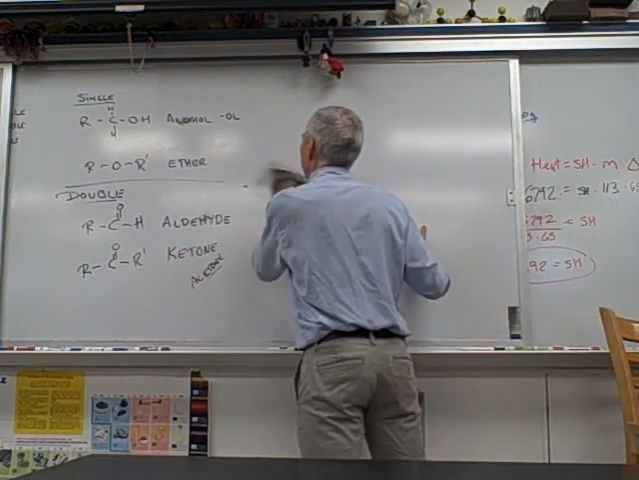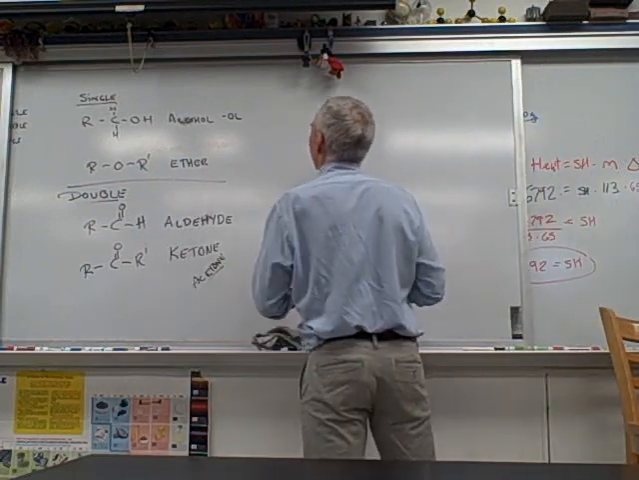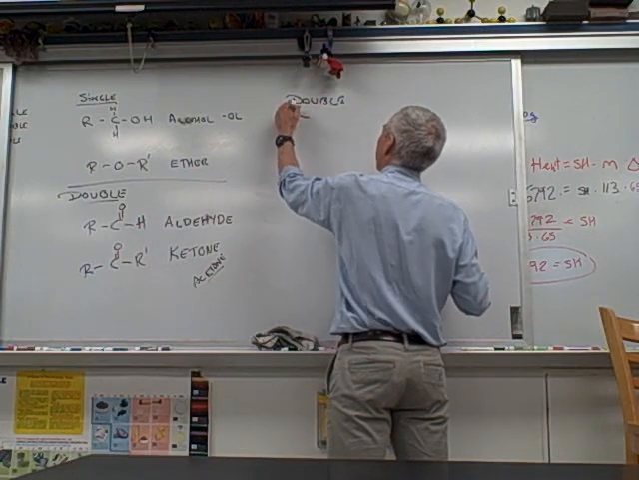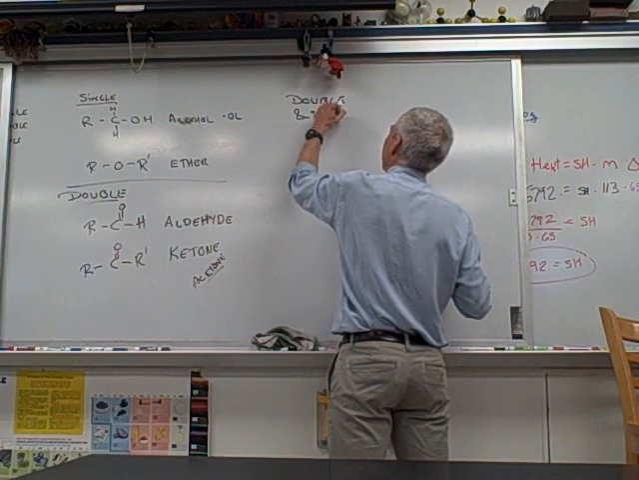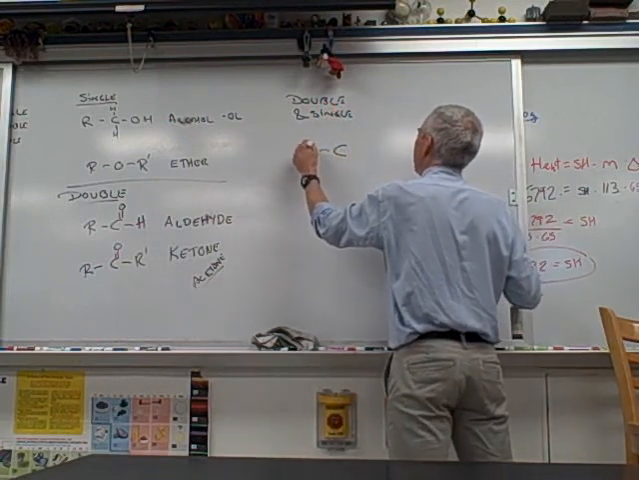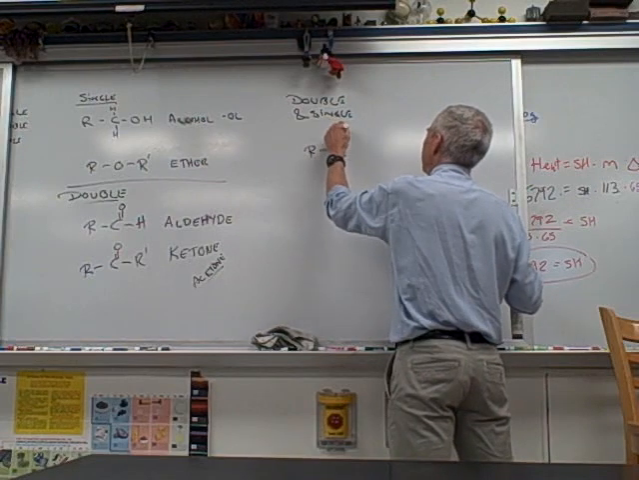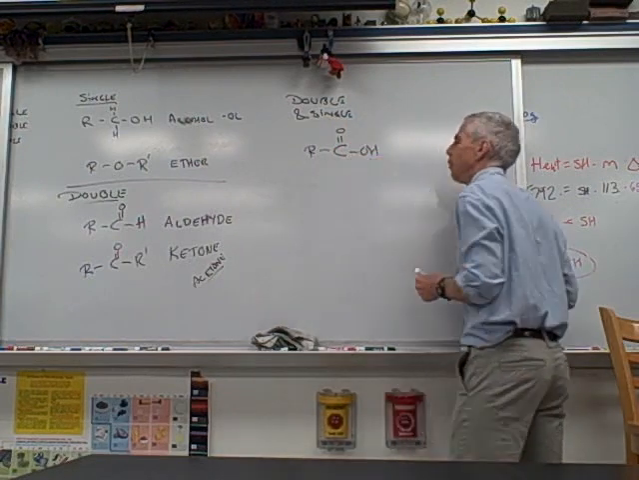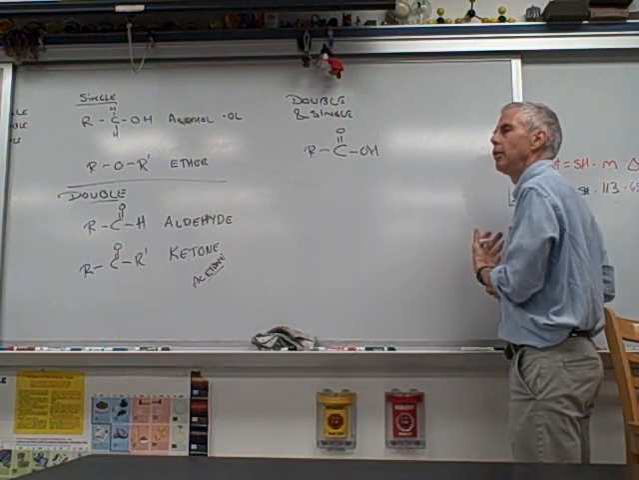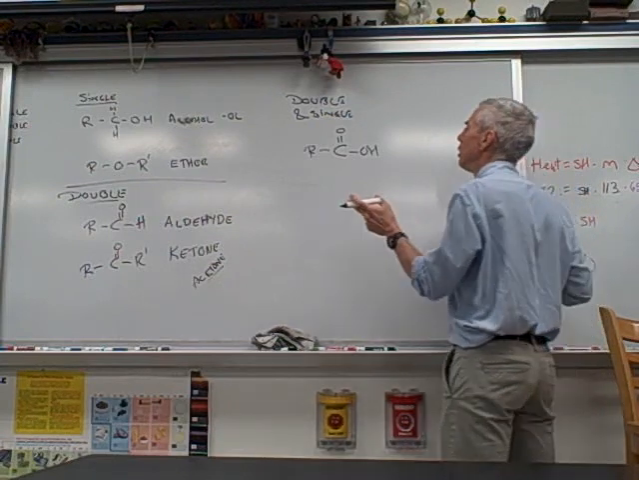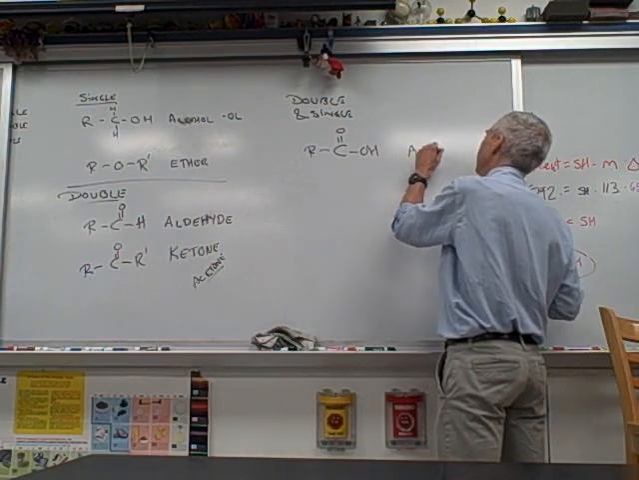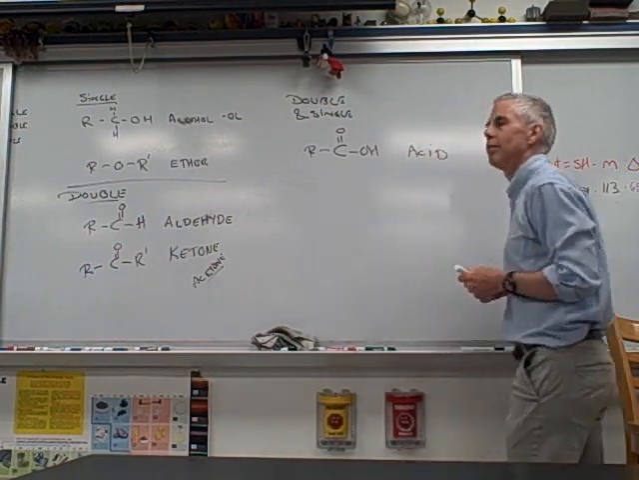Okay, so that's doubles. Now the last two are double and single. If you don't know what this is, you have not paid attention for most of the school year. What is that? Double bonded O with an O with an H on the end. A carboxyl, good. Carboxylic acid. Those are acids.